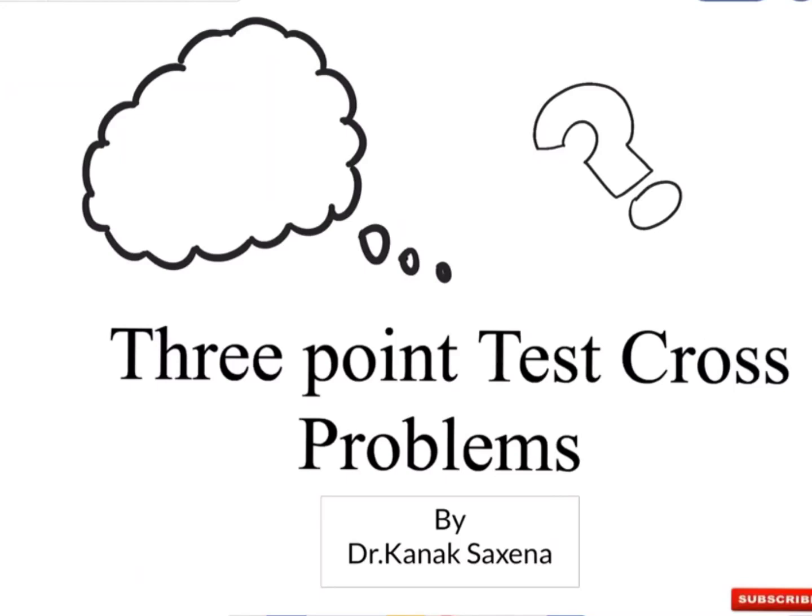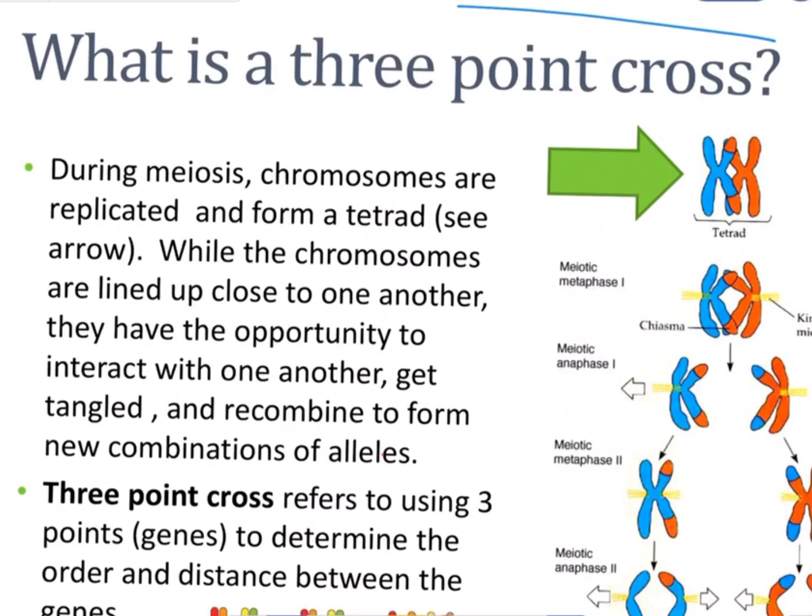In today's video lecture, we are going to solve some examples related to three-point test cross. Before moving forward, we should know what a three-point test cross is, why it is important, and we should talk about some important terms so that you can easily understand it. Three-point cross means three genes are involved in a test cross. That's why we call it three-point test cross.